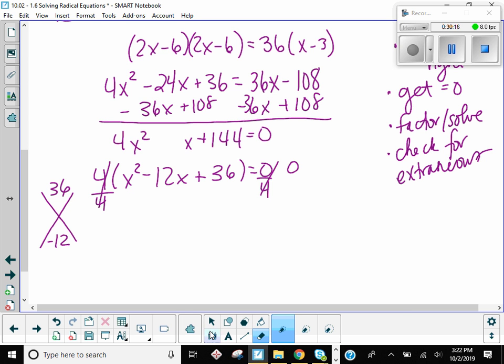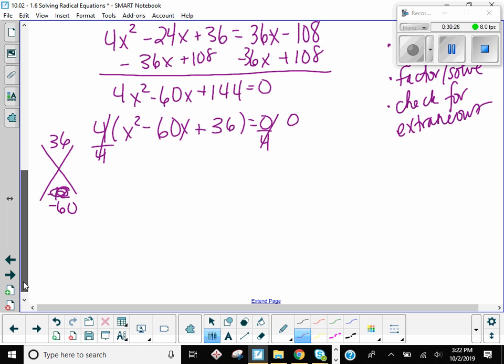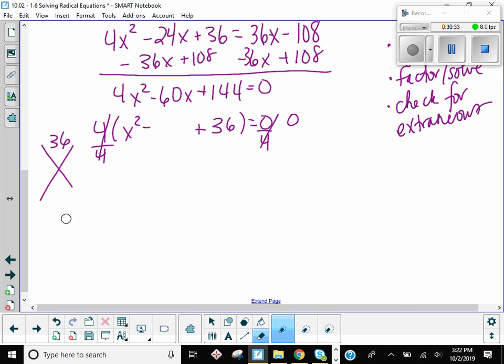This is 60. I'm good. Okay. This is 60. All right. No, because I divided out the 4. Sorry. It's 15. Now it's negative 12 and negative 3.